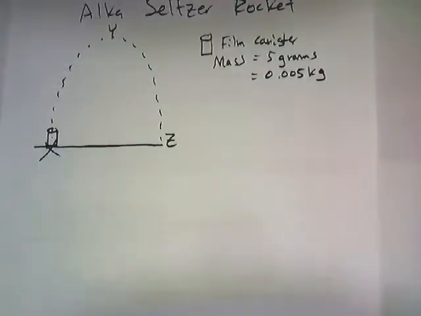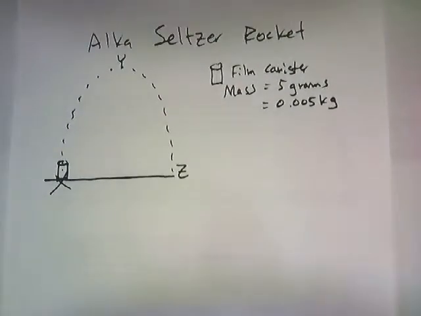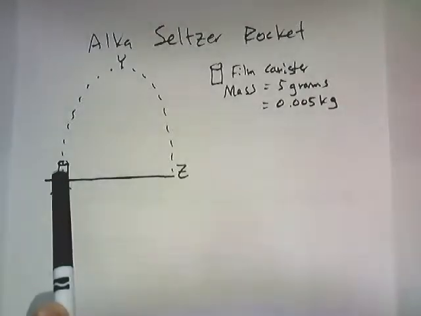Now I'm going to walk you through the Alka-Seltzer Rocket. Remember, you can always go back and rewind and replay this. So now we're going to do the Alka-Seltzer Rocket. That was kind of part 2, phase 2. So let's look here. Here I have a film canister.